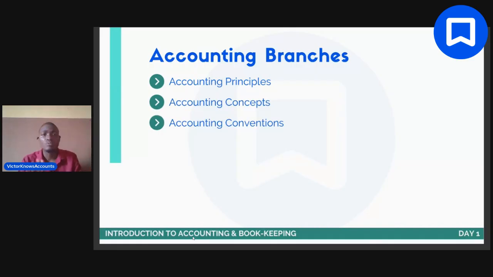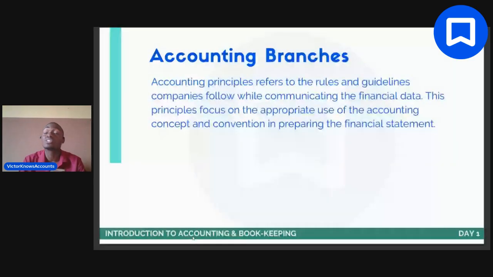All right. So let's now move on to the branches we have on the screen: accounting principles, accounting concepts, and accounting conventions. These are the branches of accounting as a subject matter. What are the branches that we have under it? We have accounting principles as number one. We also have accounting concepts. Then we also have accounting conventions.